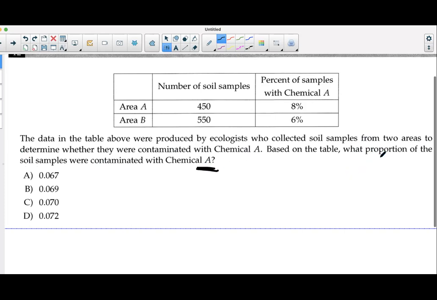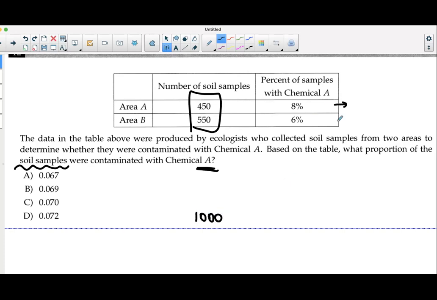Now, what proportion of the soil samples? Then what are we looking at? Did they specify A or B? No, they didn't. So therefore, I'm going to be looking at the entire thing here, guys. Is that clear, guys? The entire thing here. So when I look at the entire values, what do I get, guys? It becomes 1,000.